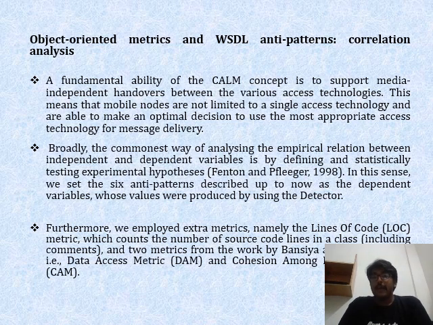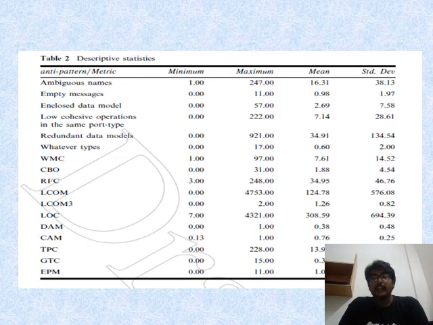Furthermore, we employed extra metrics, namely lines of code, LOC metrics, and counts, which counts the number of source code lines in the class, including comments, and two metrics from the work pipelines, and DAM, data access metric, from cohesion among the CAM. Different types of metrics were invented to prevent the problems in the WSDL document. And these are the RT patterns and the metrics which we are using in the WSDL. And these are the minimum, maximum, mean and standard deviation for those patterns.